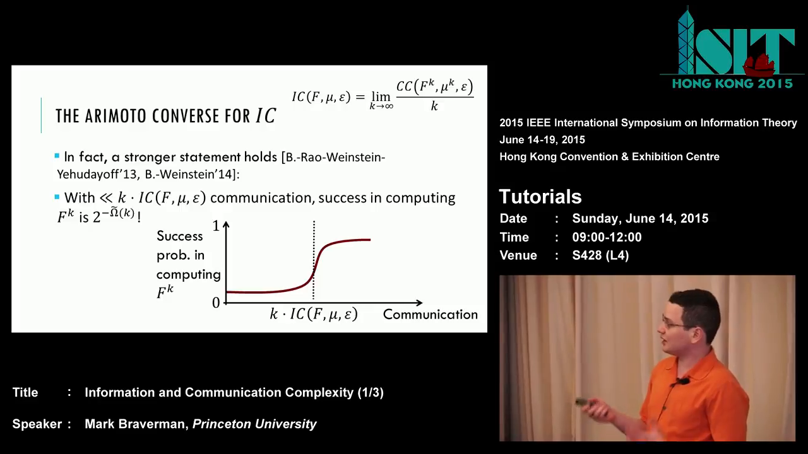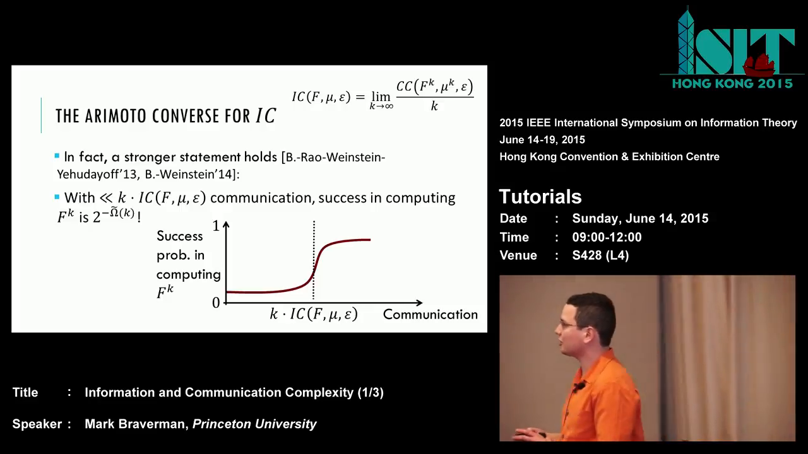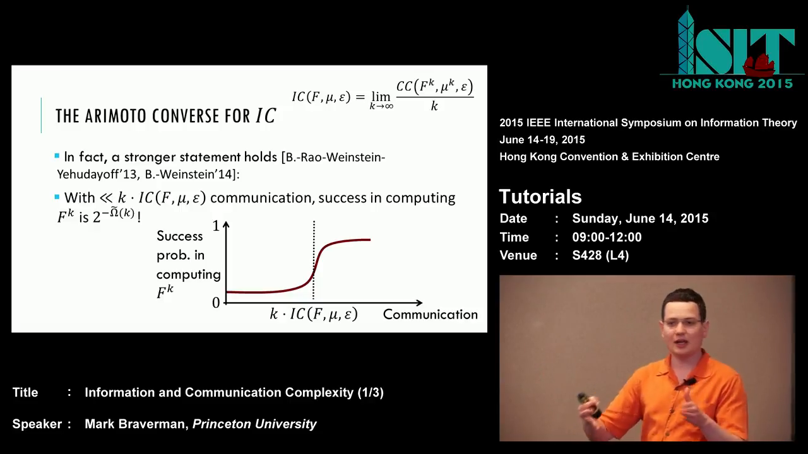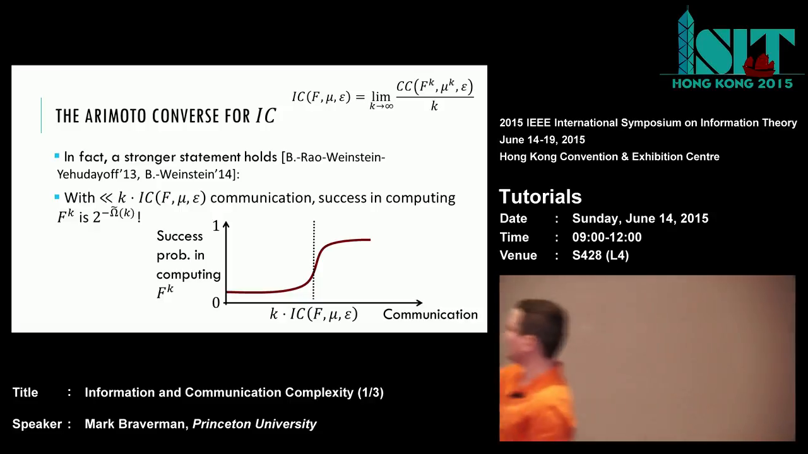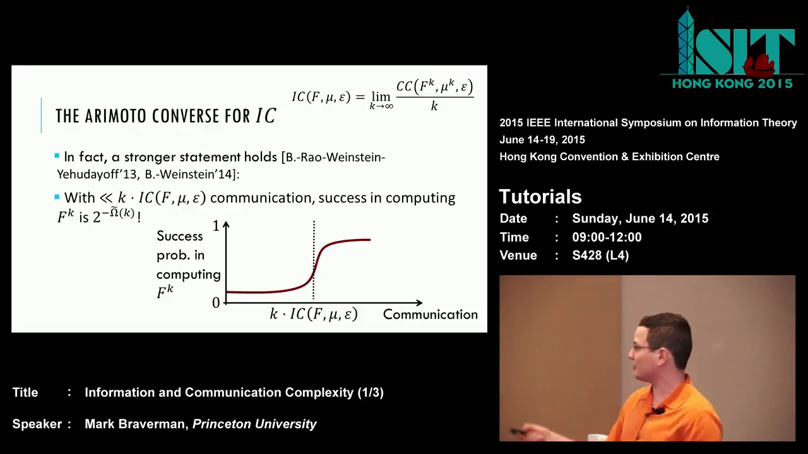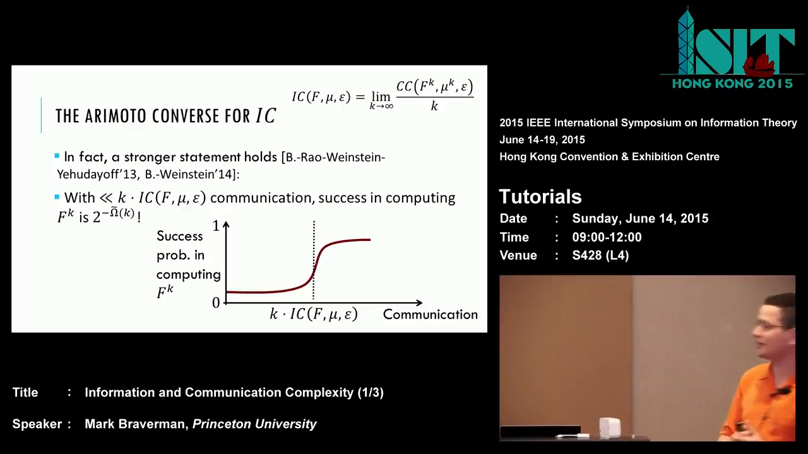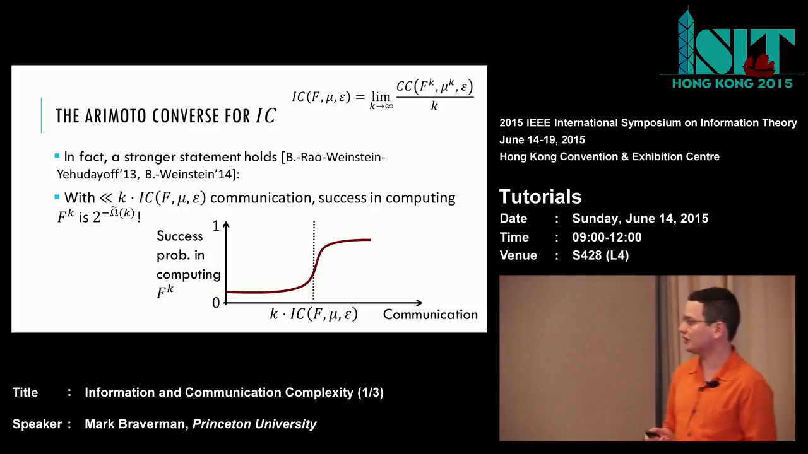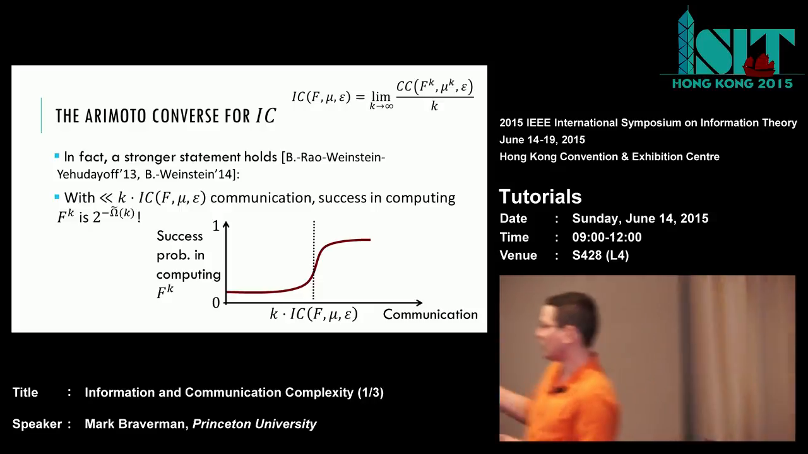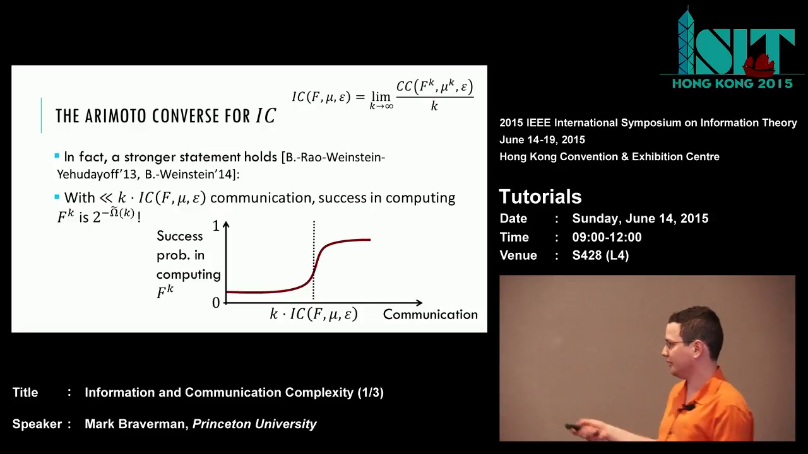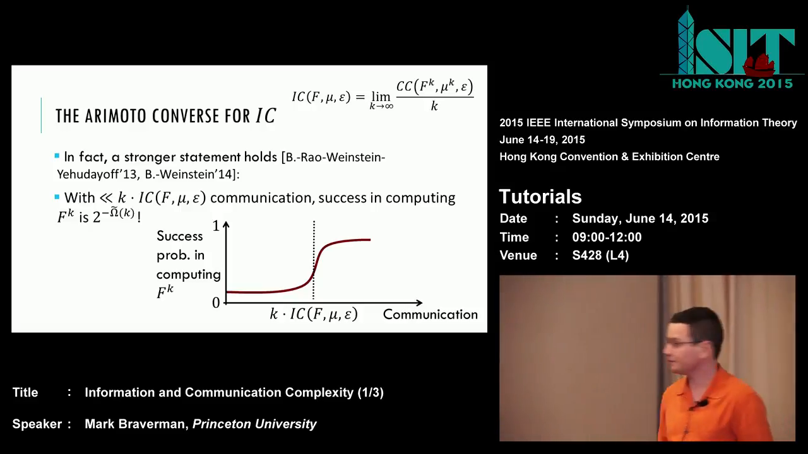And in fact, you can get a strong converse for information complexity. You can get a stronger statement that says that if you try to solve k copies of f, we know that in the limit, k copies of f costs k times the information complexity of f. Suppose you are trying to do it with asymptotically less communication, then your chance of success is essentially exponentially small in k. So you get this sharp threshold from very improbable to very likely, in terms of success probability.